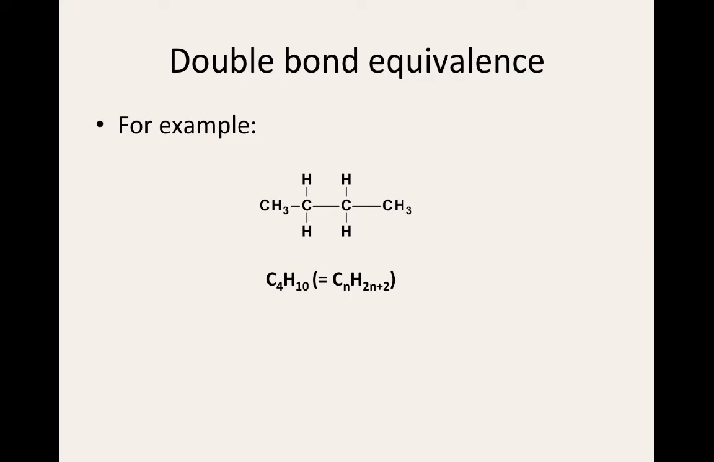Let's look at an example. This is butane, an alkane with a molecular formula C4H10. This formula agrees with the general formula for an alkane, CnH2n+2.